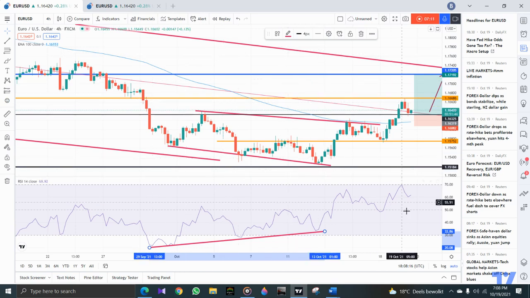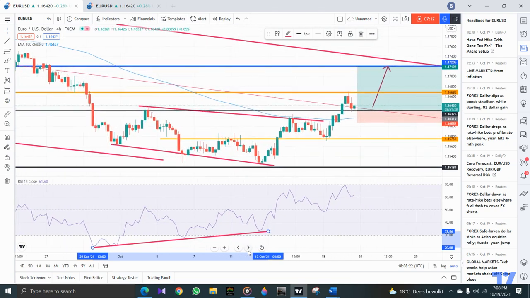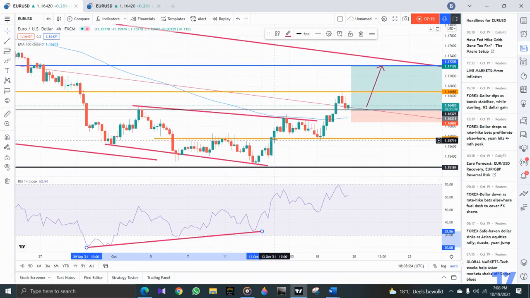So I took an entry point when this 1.15752 was broken. Then I waited for a retest, and when it touches this point, I made my entry, set my stop loss to the support zone, a strong support zone, and then price shot up, bump.